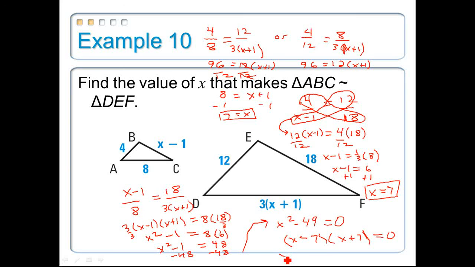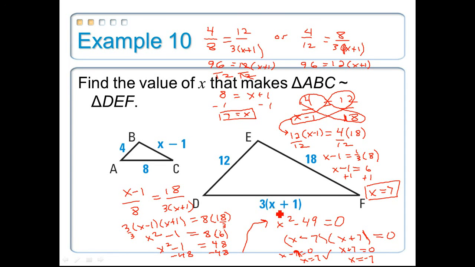And so now I get x minus 7 equals 0. When you add 7 to both sides, x is 7. You get x plus 7 equals 0. You subtract 7 from both sides, you get x equals negative 7. So we just have to check. So the 7, we already know it worked even up here. So that's for sure. Negative 7, does that work?